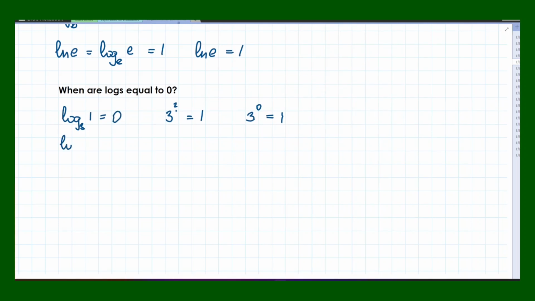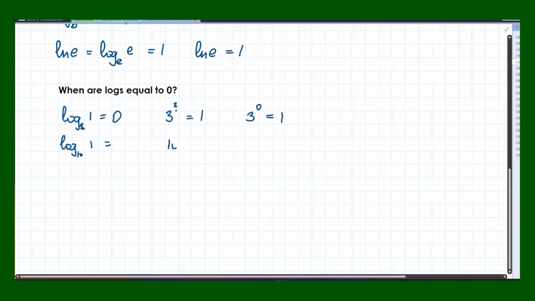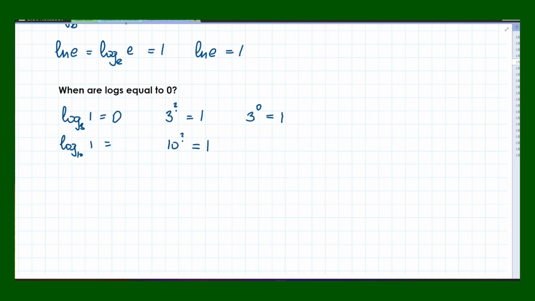Next example, log base 10 of 1. Same logic. 10 raised to some power has to be equal to 1. Well, any base including 10 to the 0 power is always equal to 1. So log base 10 of 1 is also equal to 0. What happens to log base 5 of 1? Well, now you probably get the drill. 5 to some power has to be equal to 1. Any number to the 0 power, including 5, is equal to 1. So log base 5 of 1 has to be equal to 0.